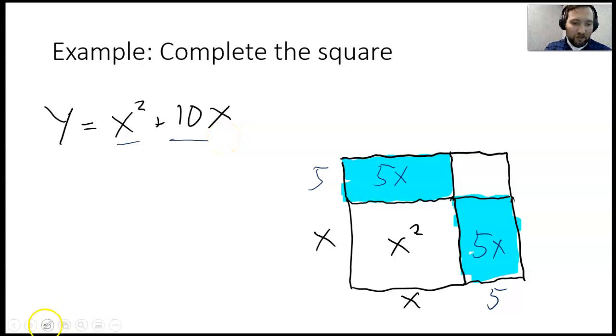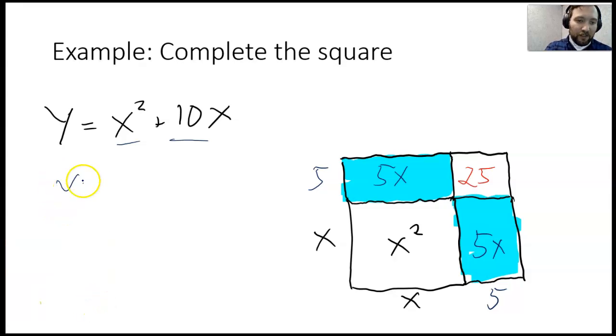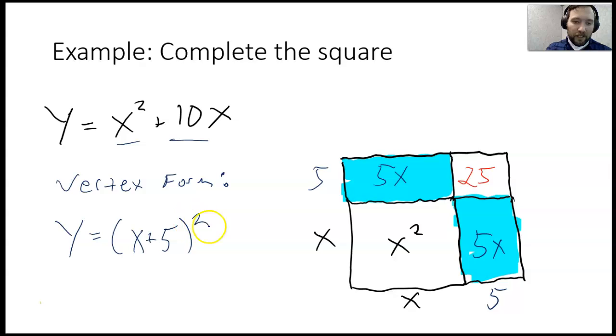Now what am I going to do to complete my square? Again, it's called complete the square because you are completing that missing piece we have. Well, what's its area? It's 5 times 5, which is 25. So then to put everything together in vertex form, what am I going to do? It's going to be y equals, what's the area of the whole square? Well, that's x plus 5 quantity squared.